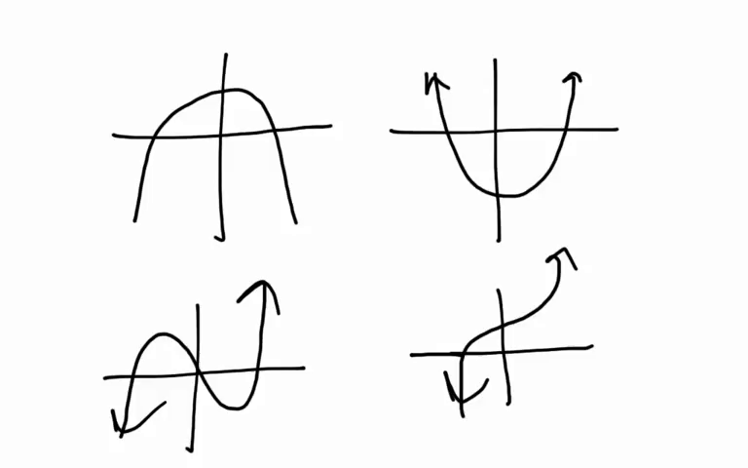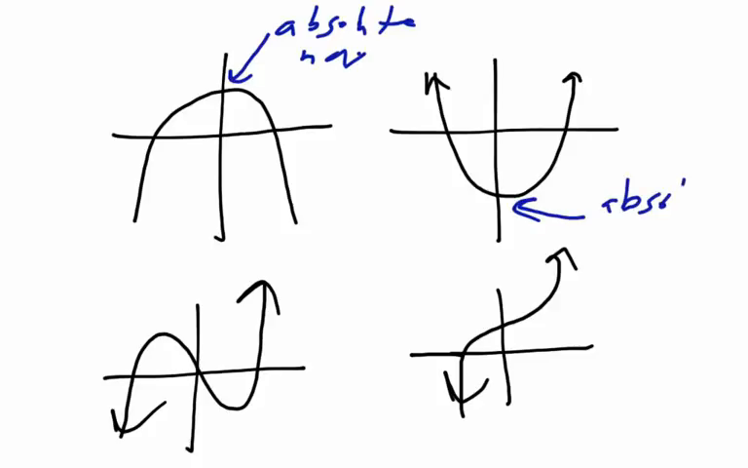Alright, to get started, we need to define some things. So this right here is considered an absolute max because it is the highest point anywhere on this graph. Right over here is an absolute min, because it is the lowest point anywhere on the graph.